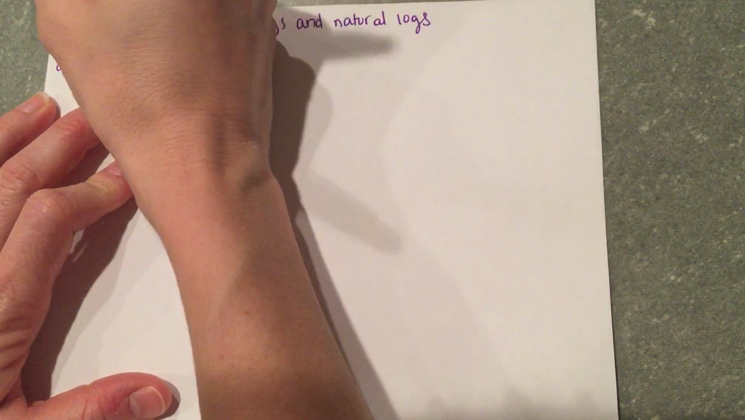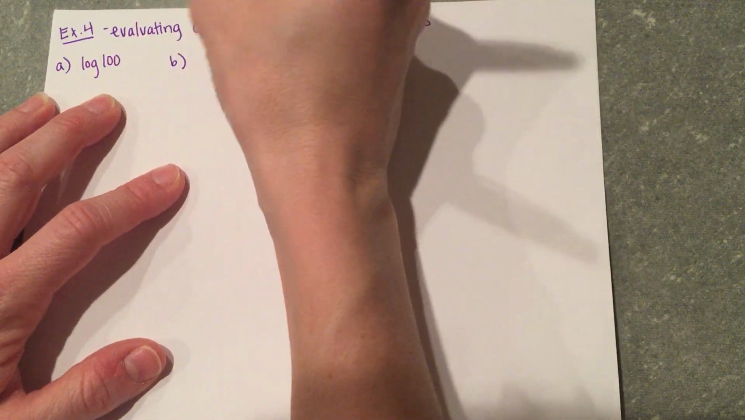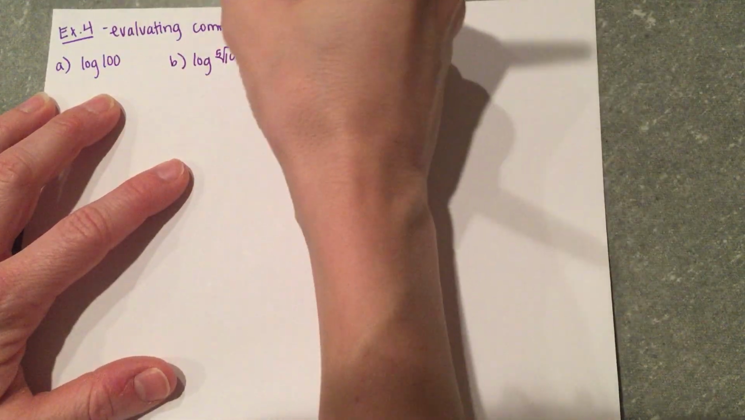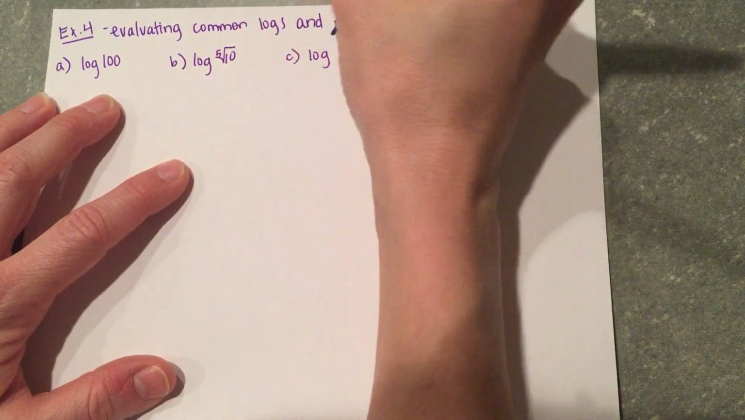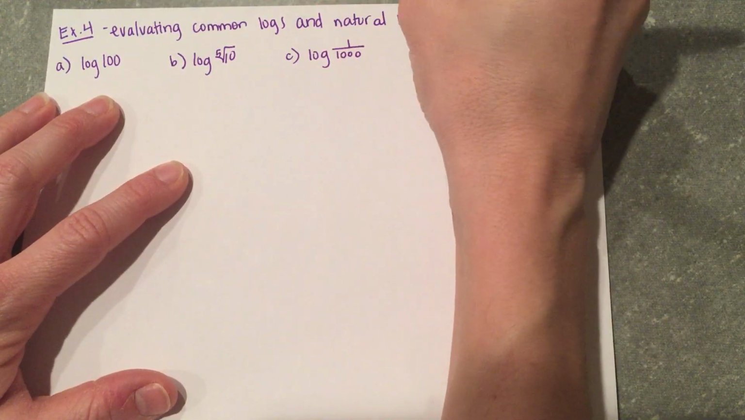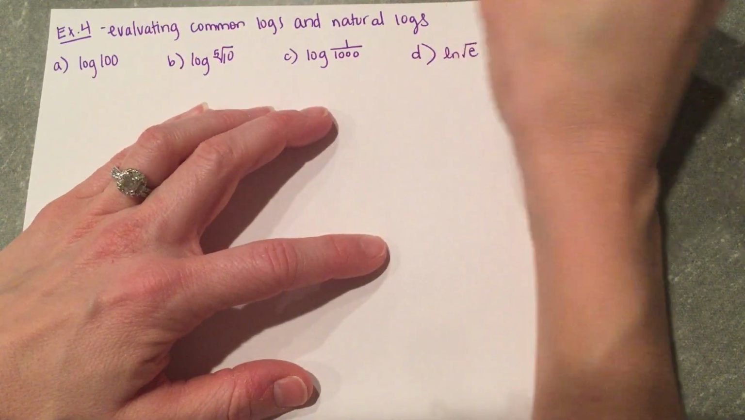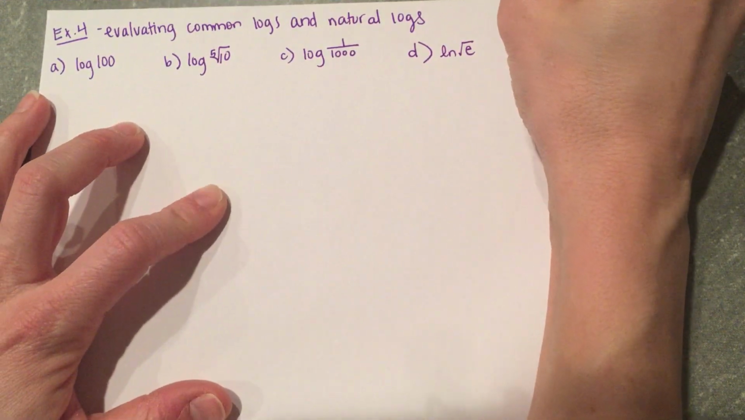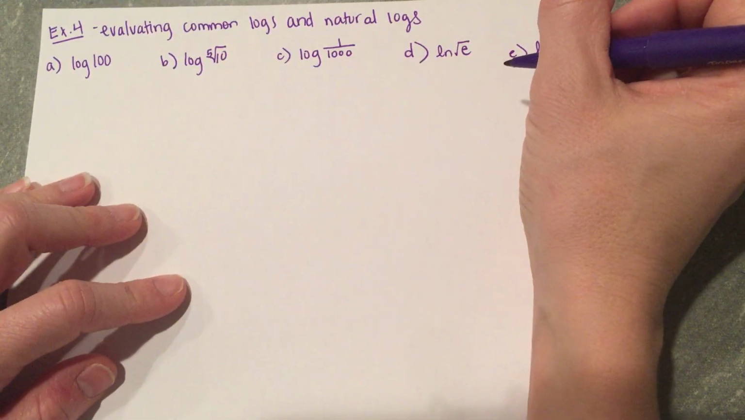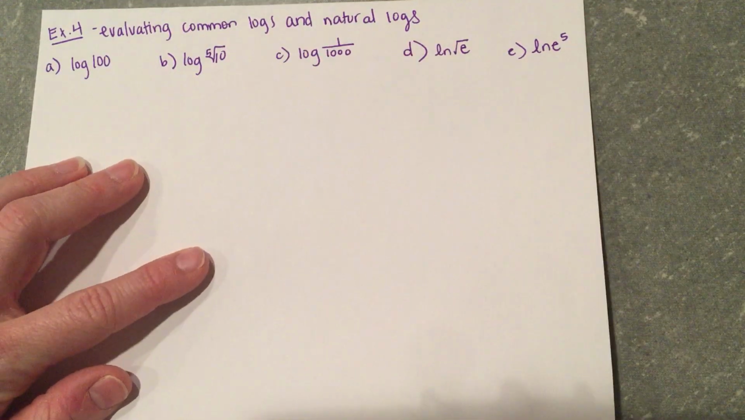For A, I'm going to do the log of 100. For B, log of the 5th root of 10. For C, the log of 1 over 1,000. For D, the natural log of the square root of e. For E, the natural log of e to the 5th. And I think we'll stop there for now.